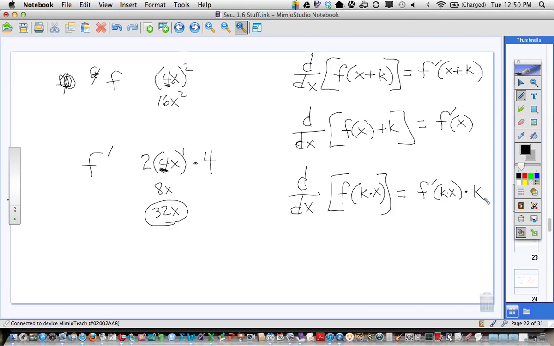Now, to be honest, when we get into this, you're not going to think every time, oh yeah, it compresses and so on. You're not going to remember that. You're just going to say, oh hey, when I got a number multiplied on the inside, I got to kick it out. You're going to do it that way.